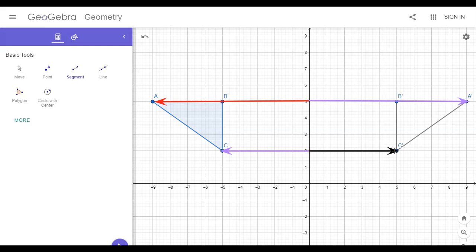This is about the reflection of an object about the y-axis. Here we reflect this object triangle ABC about the y-axis by taking the y-axis as the mirror, and we form an image A prime, B prime, and C prime.